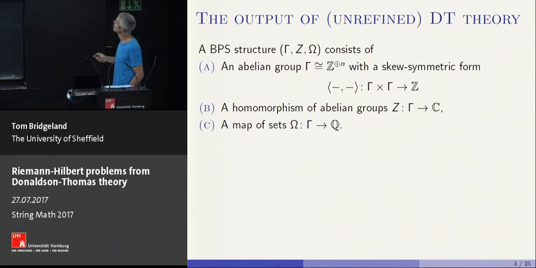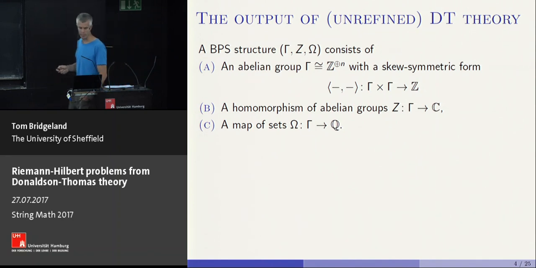And here it is. What you have is some abelian group, a free finite rank abelian group, equipped with some skew symmetric form. You also have a homomorphism of abelian groups called the central charge. You could call this thing the charge lattice. And a map of sets which is encoding the BPS invariants. Normally we would expect these to land in the integers, but we often struggle to prove that, so for now we're just going to take those to be in the rationals.